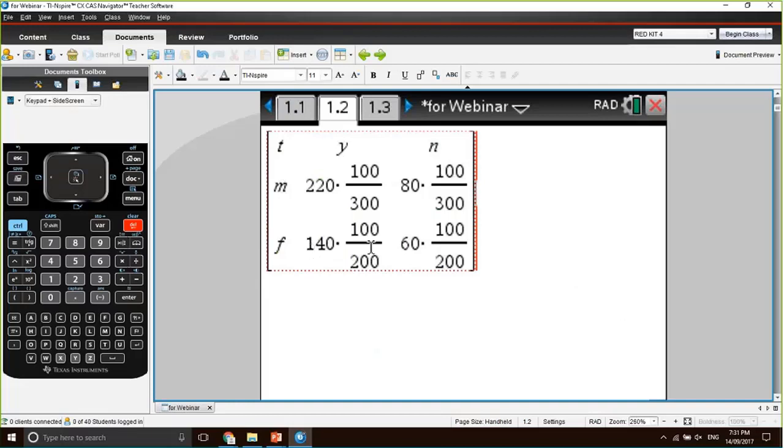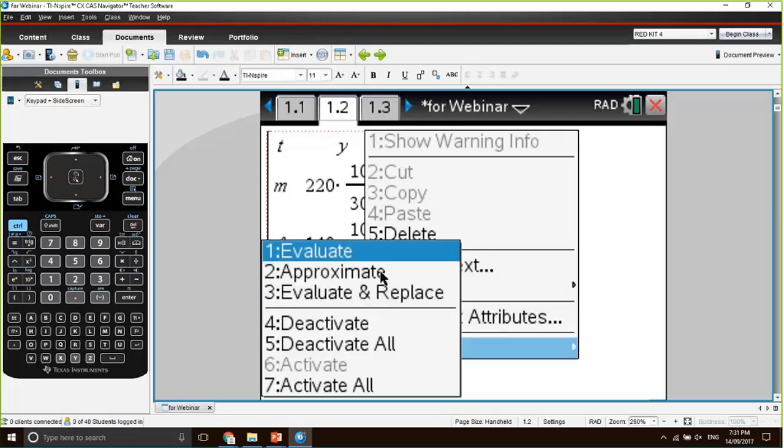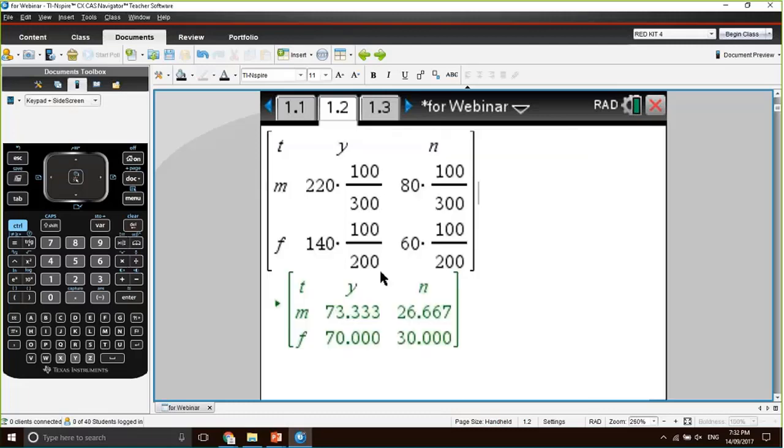And I've multiplied this number by 100, and then 300 is the number of males. So I'll divide that by 300 for the males, whether it's yes or no. And for the females, I'll divide that by 200 because there are 200 females. Now, if I evaluate this information, I'm actually going to use evaluate approximate. And you can see now it has performed the calculation.